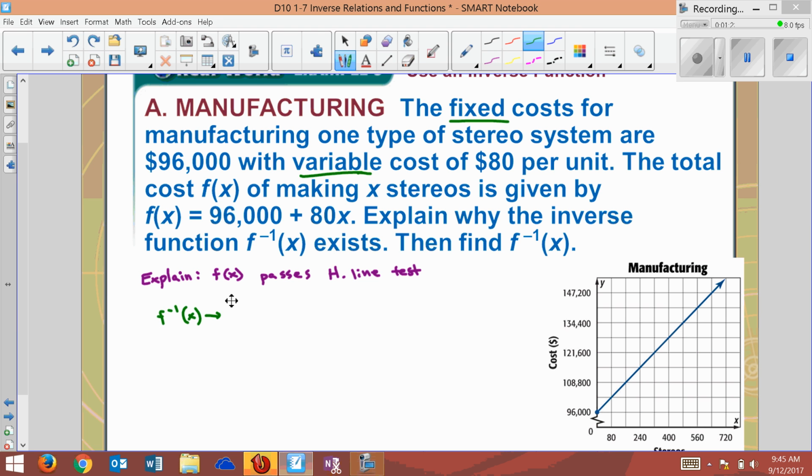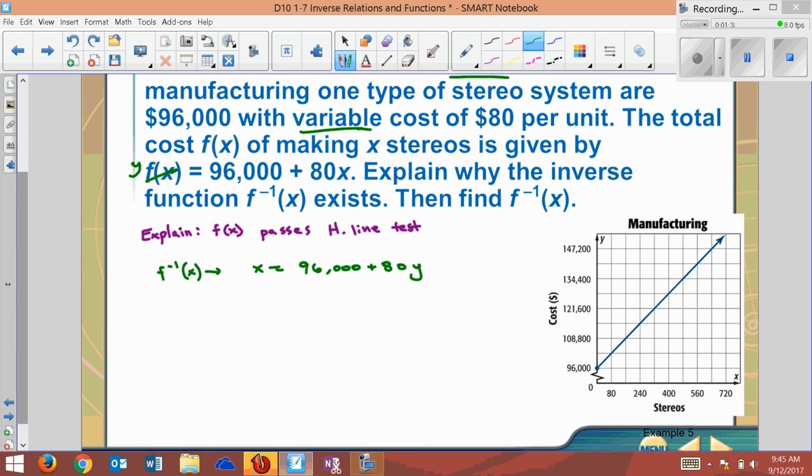Now it says find the inverse of f of x. To do that, what we first do is we take our equation, change f of x to a y, and we're going to switch x and y. So we'd say x equals 96,000 plus 80y. And now we solve for y. The first step I would need to do here, if I was going to get y isolated, is subtract 96,000. Now I need to divide by 80. And when you divide the whole thing, if we can simplify, we can.